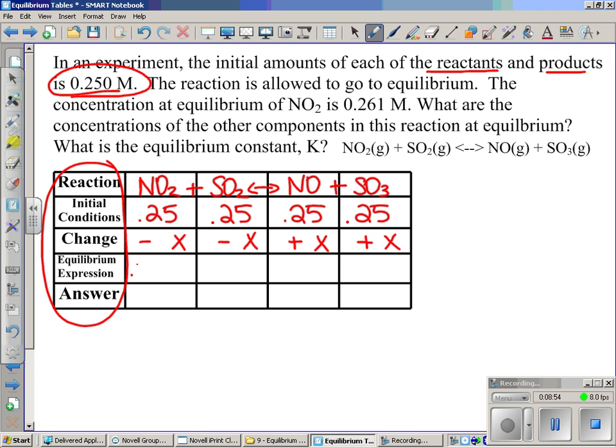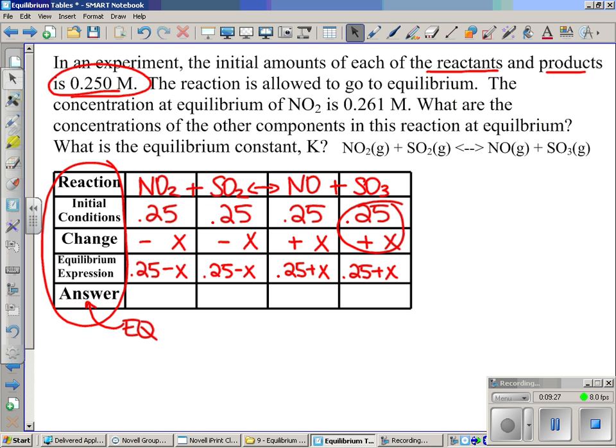Okay, next line, we're going to add these 2 together. So 0.25 minus x, 0.25 minus x, 0.25 plus x, and 0.25 plus x. So again, I just took what I had above each one and added them together. Okay, so now we're at the point where I can't go any further. Obviously, this will tell me my equilibrium concentrations, but I don't have x. I don't know what x is. So here's where we're going to have to do some more figuring out.